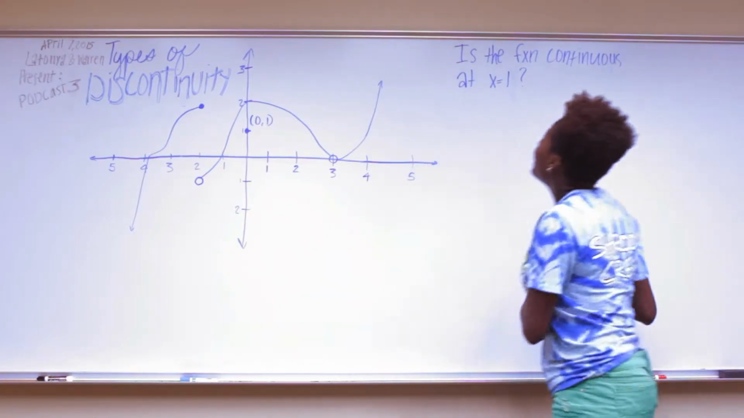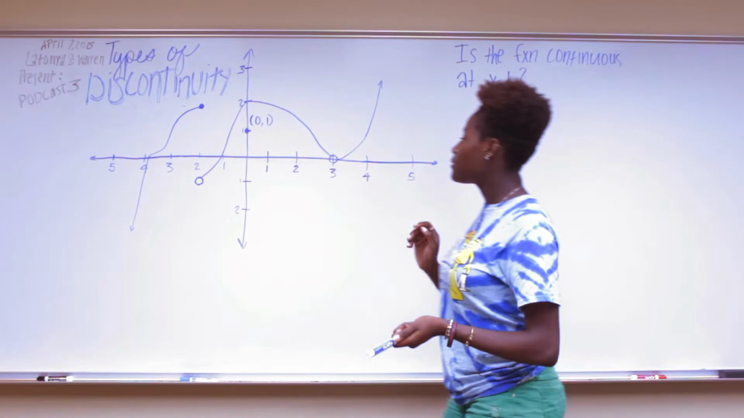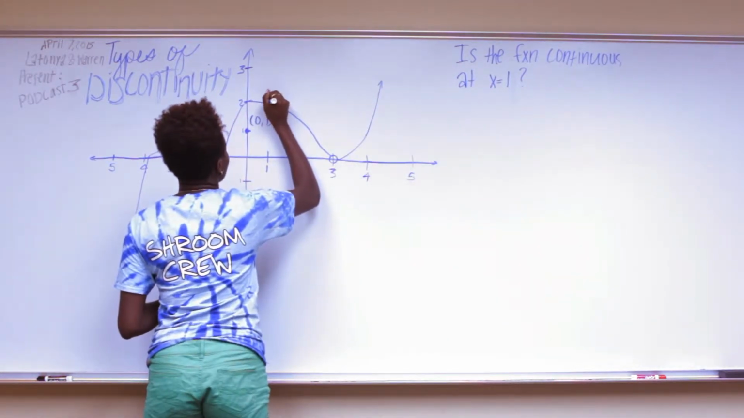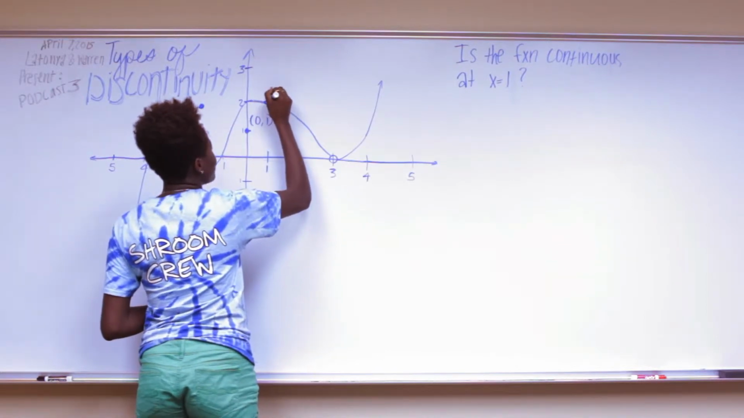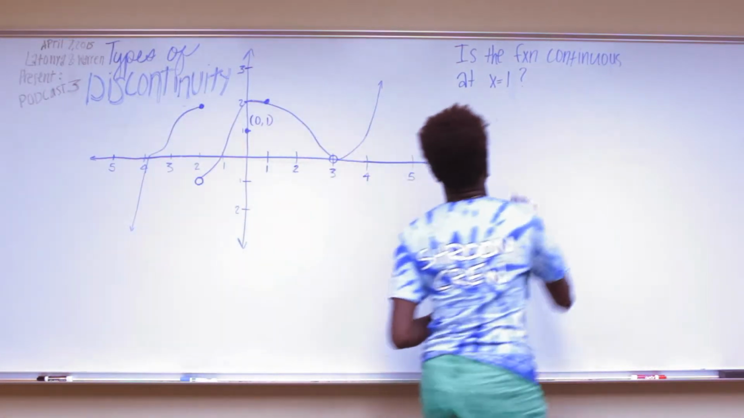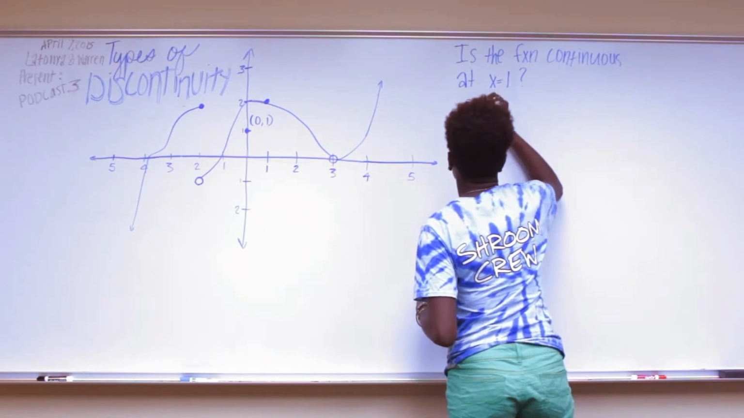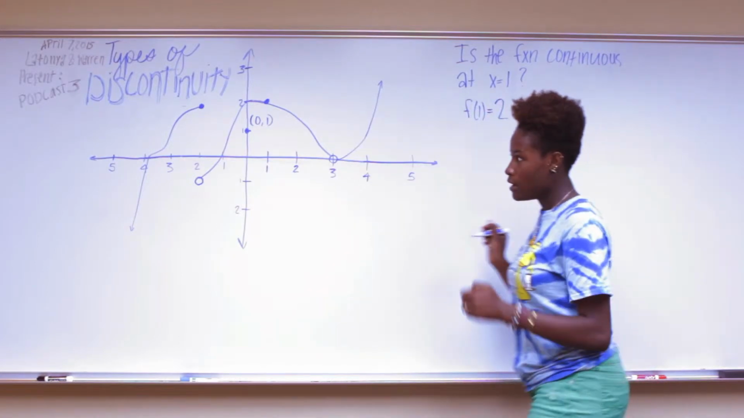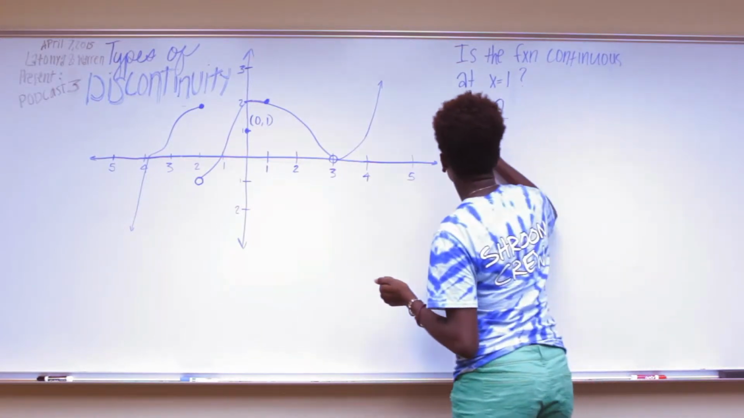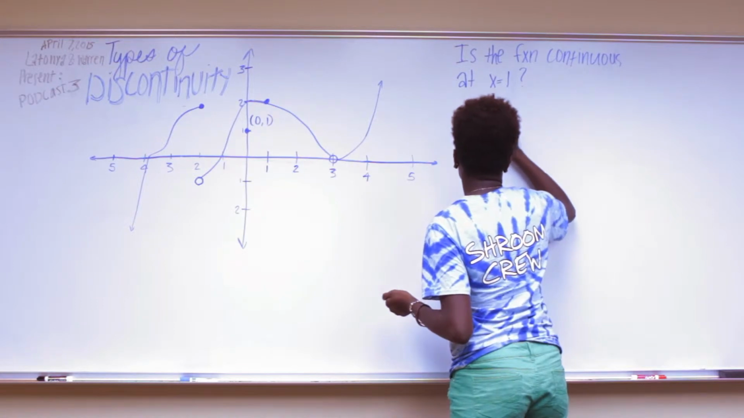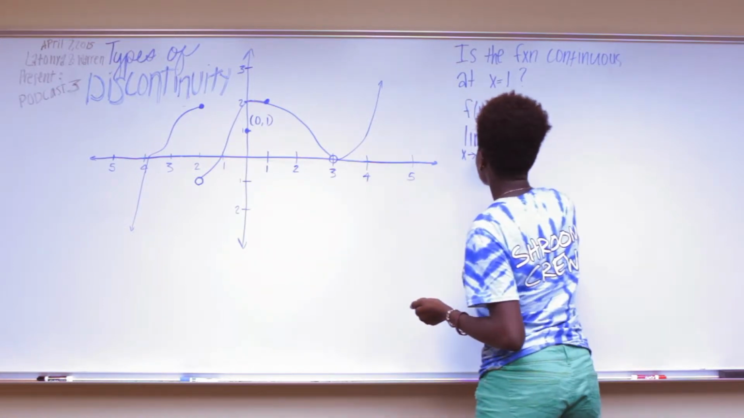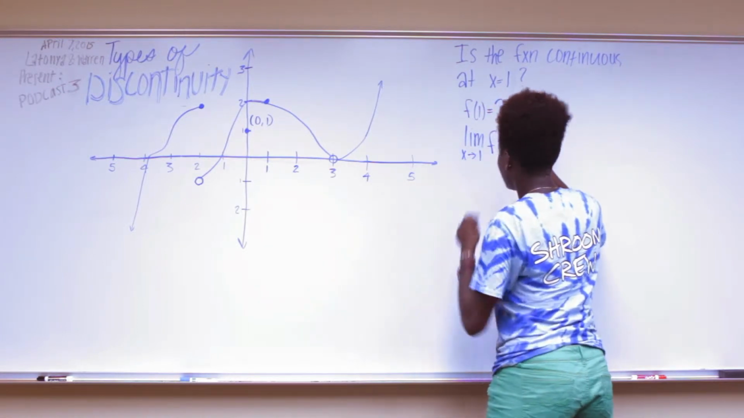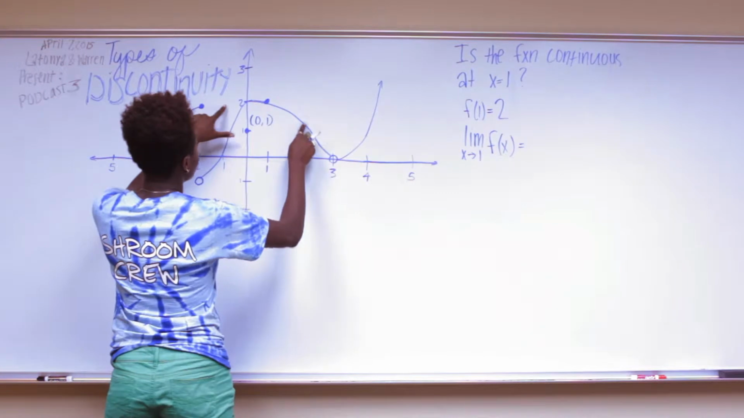Number 1. Is the function continuous at x equals 1? Well, when x equals 1, the function equals, we'll say, 2. So, f of 1 is 2. And the limit as x approaches 1 for this function is 2.